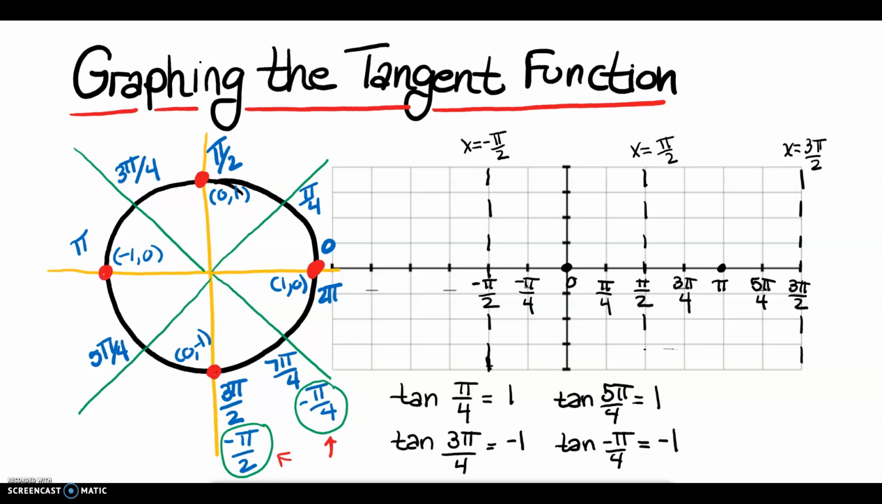At pi over 4, I have 1. I'm going to label 1 right here. Actually, I'm going to label it down. Let's label it right here on this one. Okay, so at pi over 4, we're at 1. At 5 pi over 4, we're at 1. At 3 pi over 4, we're at negative 1. And then at negative pi over 4, we're at negative 1.